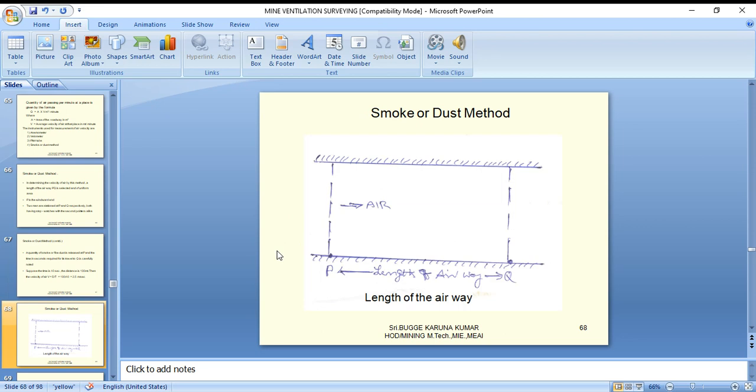So that is shown here. The dust or smoke is applied here, and the length is measured and fixed. We know the length, so the travelling time can be calculated. Distance divided by travelling time gives the velocity. This is a simple, generalized procedure for the smoke or dust method.